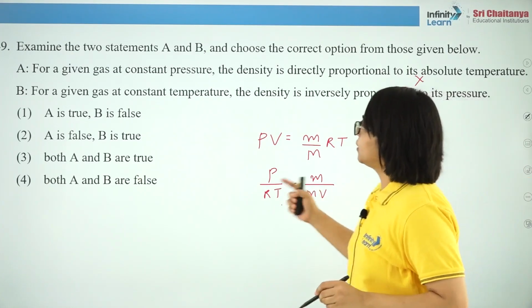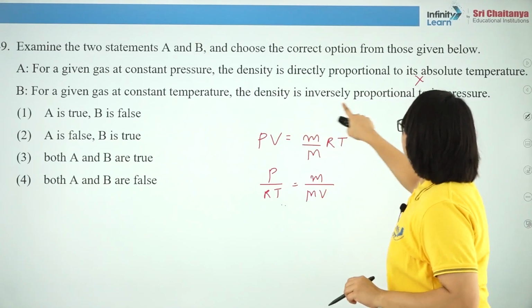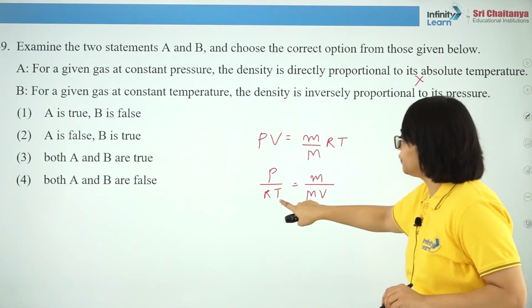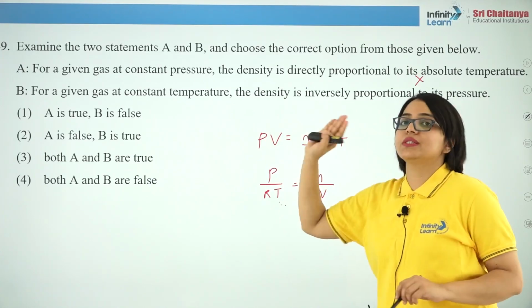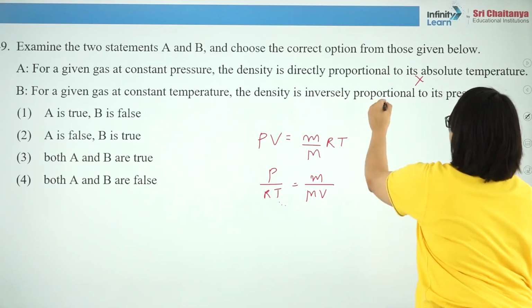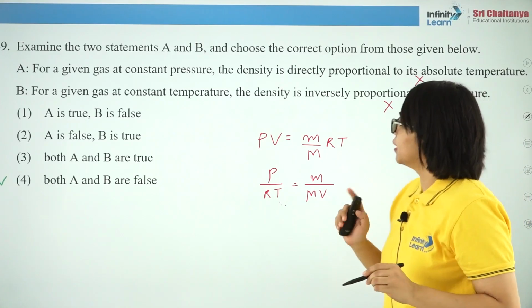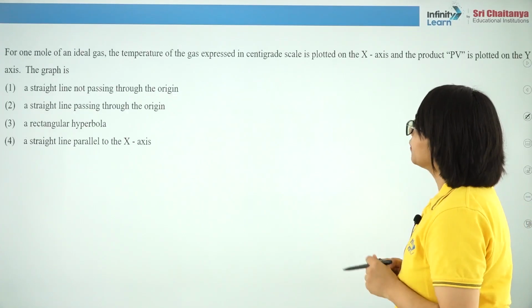Let us see statement B. For a given gas at constant temperature, the density is inversely proportional to its pressure. If temperature is constant, then density will be directly proportional to its pressure. So, statement B is also false. So, the correct answer is option 4, both A and B are false, right.